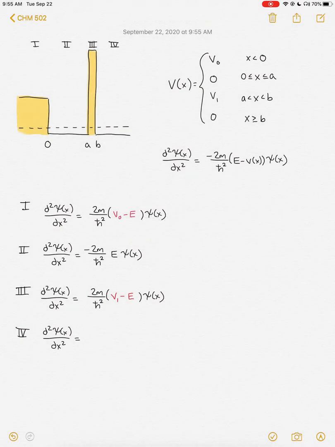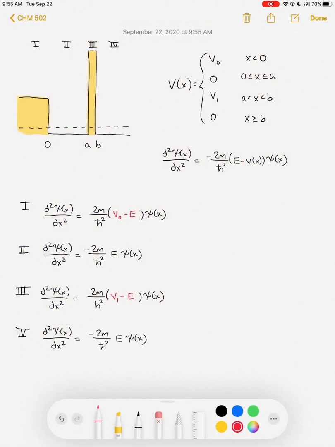Okay, so now that we have set up the Schrodinger equations, we can attempt to solve the Schrodinger equation. And the solutions to the Schrodinger equation will give us the wave functions. So the question we need to ask is what kind of functions are solutions to these differential equations for the various regions? So let's start with section 2.